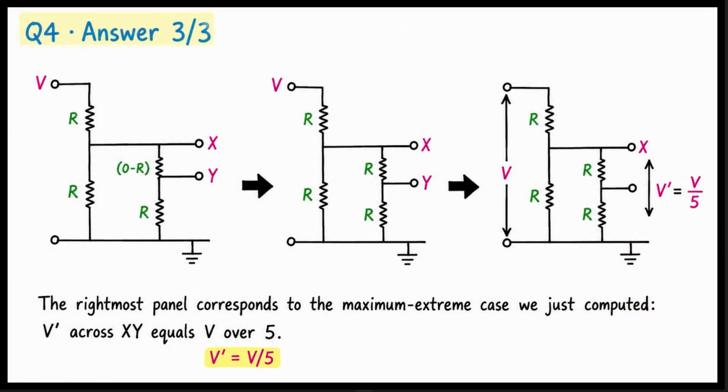The three-panel figure shows the same divider at three positions of the wiper. The first two panels show the tap arm small. In the rightmost panel, the variable resistor has been pushed to its maximum, and the voltmeter reads V' equal to V over 5, the maximum extreme case we just computed by hand.